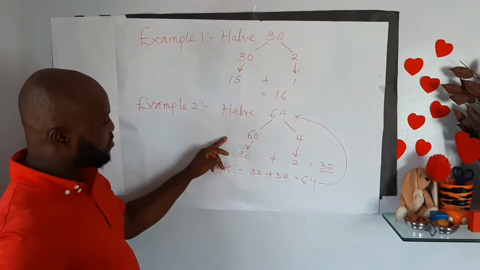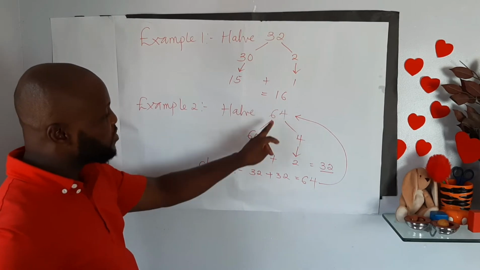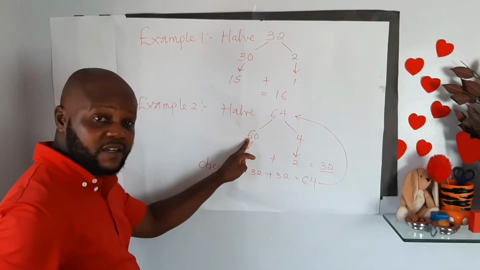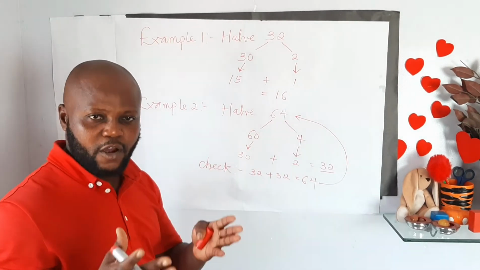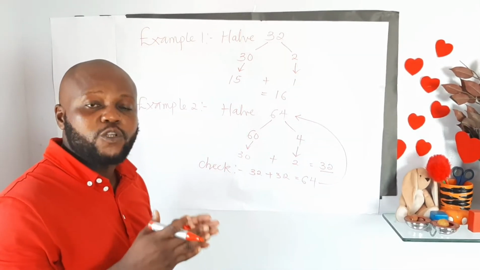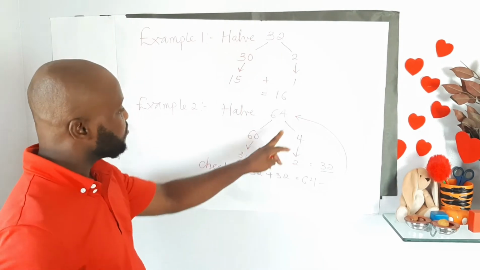Now to the second example, 64. 6 tens, which is the same thing as 60. That is 6 lots of 10, or 10 lots of 6. I hope you know the commutative property which works for addition and multiplication.